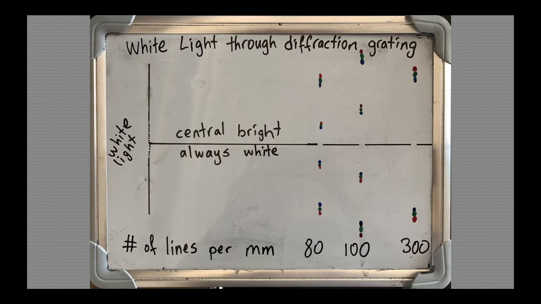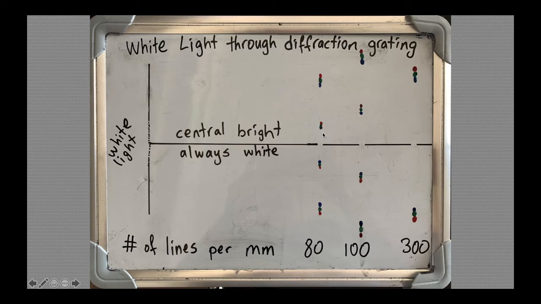This is an example of white light going through a diffraction grating. If white light is incident on a diffraction grating, the central bright will always be white because that is a maximum, a constructive interference point for any wavelength in white light. So let's say I'm using 80 lines per millimeter, this would be my central maximum, which is white.